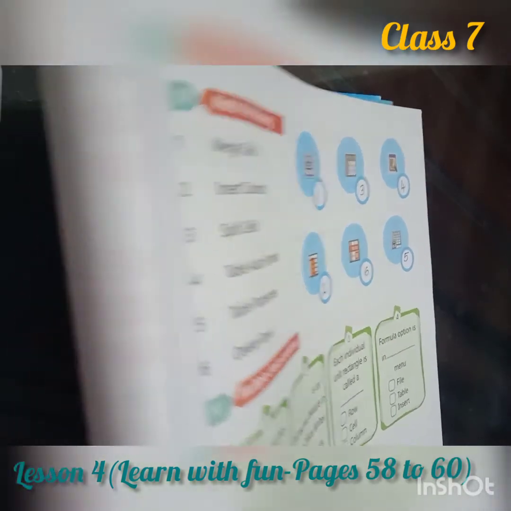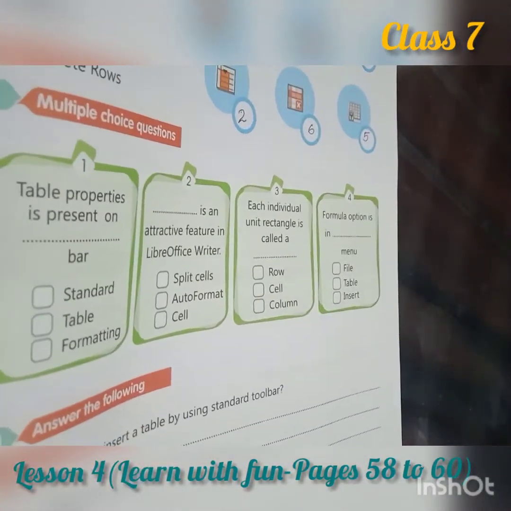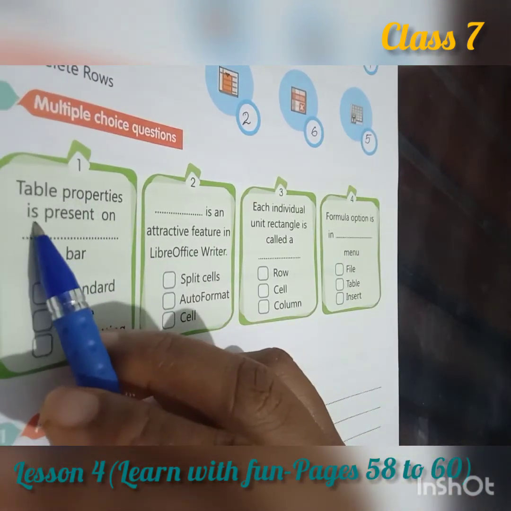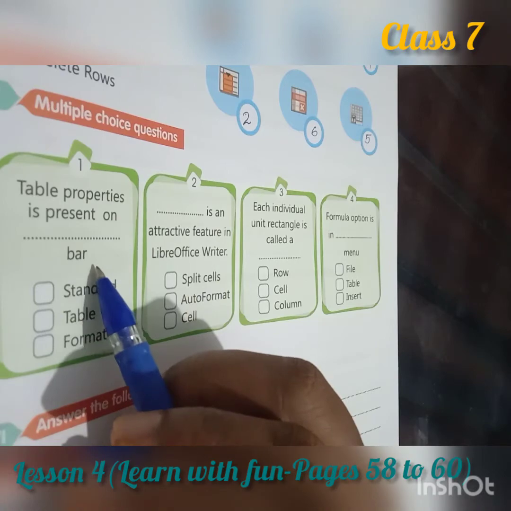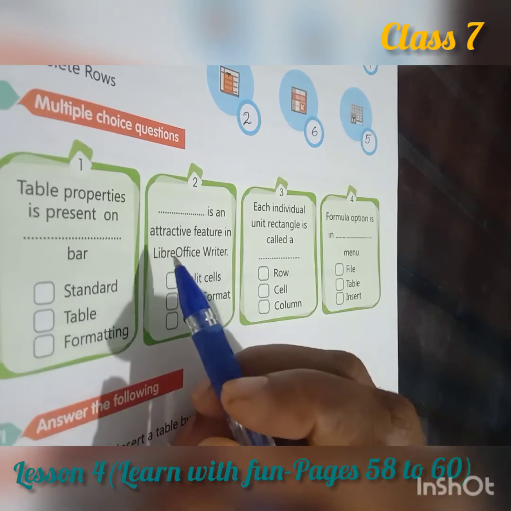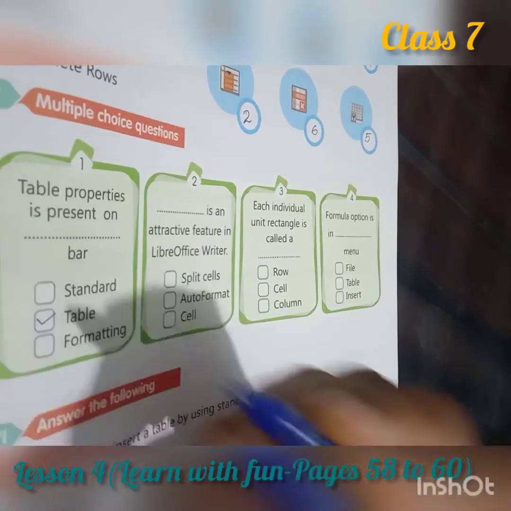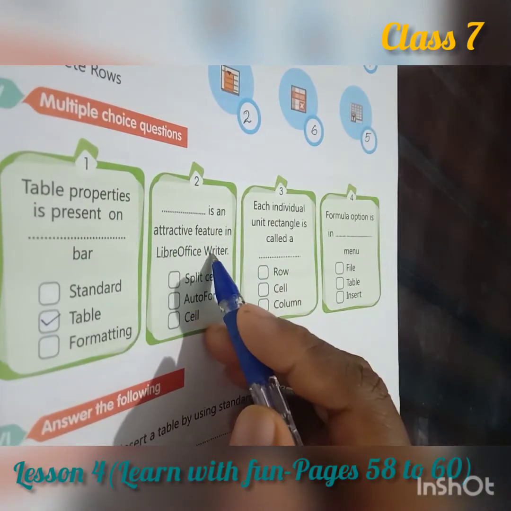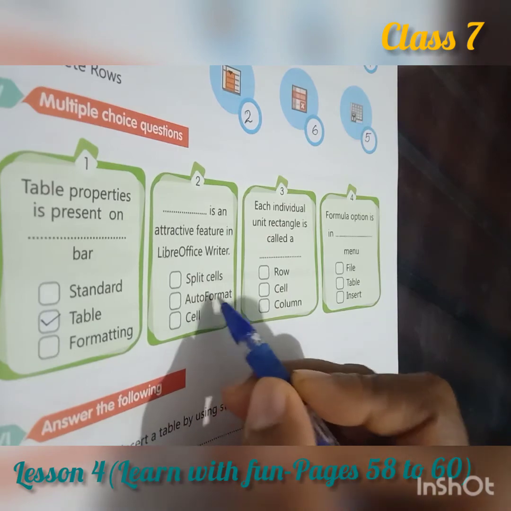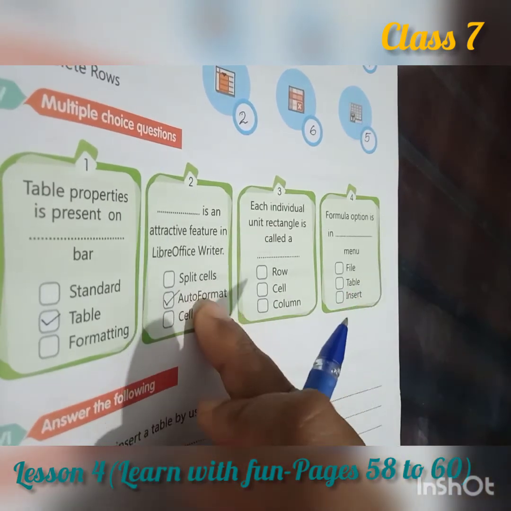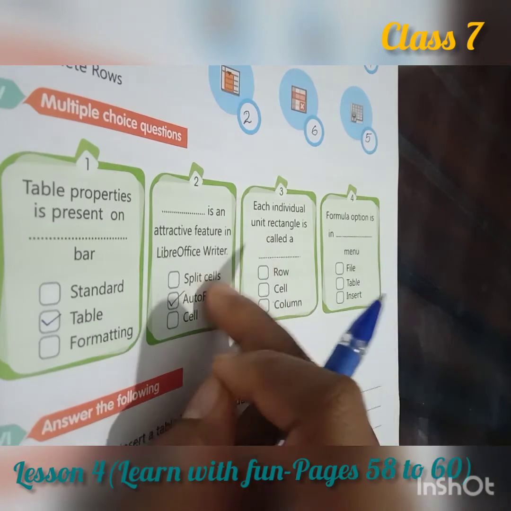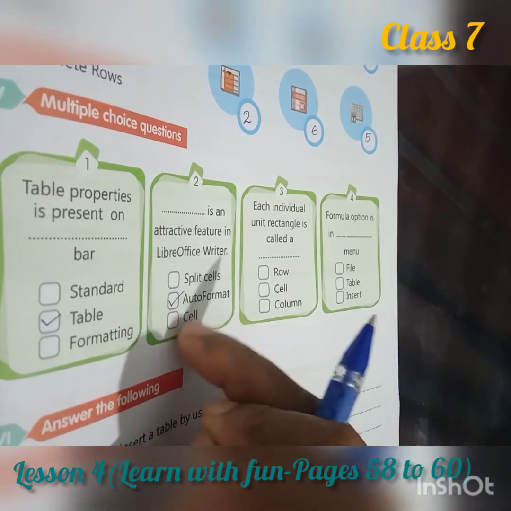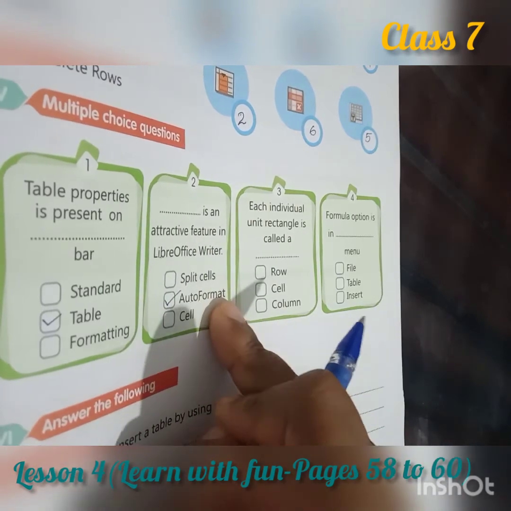Okay, children. Now, multiple choice questions. Table properties is present on the table bar. Table properties will be in the table bar only. Table auto format is an attractive feature in LibreOffice Writer. Attractive features means auto format. It will be attractive because colors and all will be there. Split cell is not attractive and cell is also not attractive. To make the cell attractive we need auto format.